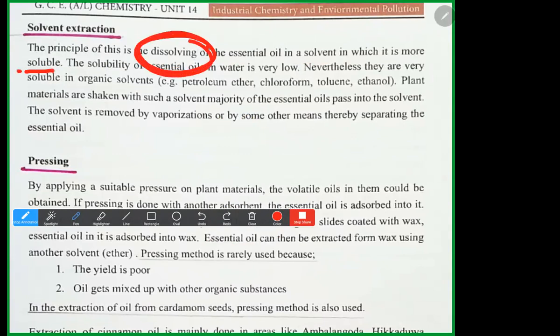This is dissolving in something more. The solubility of essential oil in water is very low. Nevertheless, they are very soluble in organic solvents. We can use as organic solvents petroleum ether, chloroform, toluene, ethanol. What is toluene?